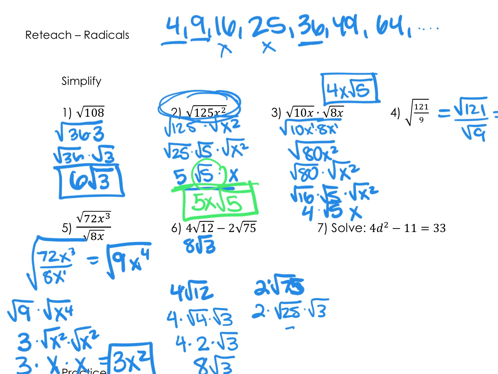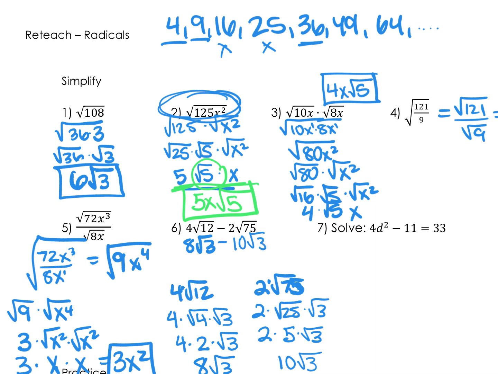The square root of 25 becomes 5. We can't simplify the square root of 3. That's not a nice number, so it's going to stay square root of 3. And then don't forget the 2 in the front. We're going to multiply the 2 and the 5 together because that's what it says to do, and so we'll have 10 times radical 3, or 10 radical 3. So that's what 2 square root of 75 simplified down into.